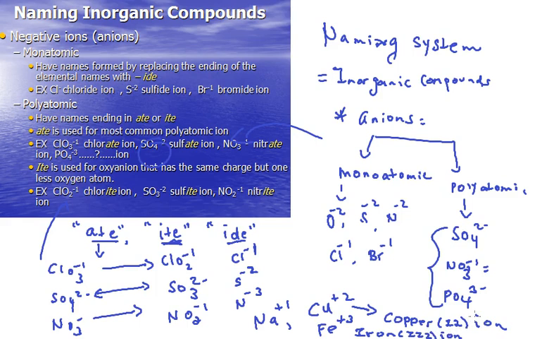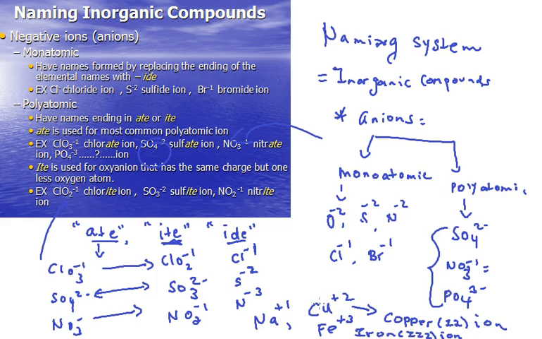In some literature, you may see cuprous and cupric, ferrous or ferric, but modern chemistry doesn't use cuprous or cupric; it prefers Roman numerals. It makes things easier. If you have a 2 charge, you put Roman numeral 2. If you have a 3 charge, you put Roman numeral 3. That's for naming metallic ions.